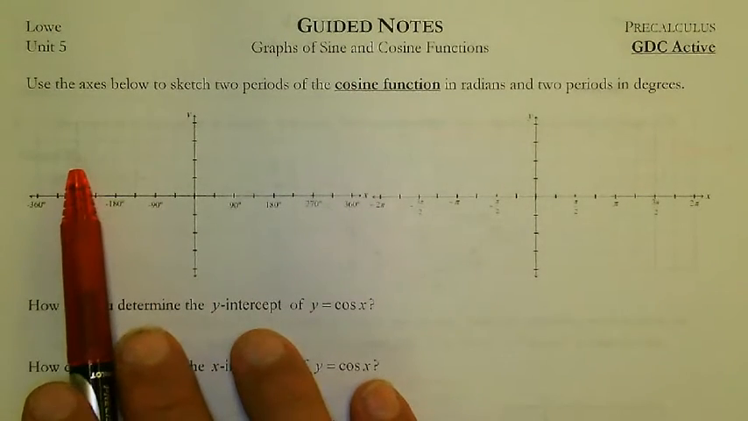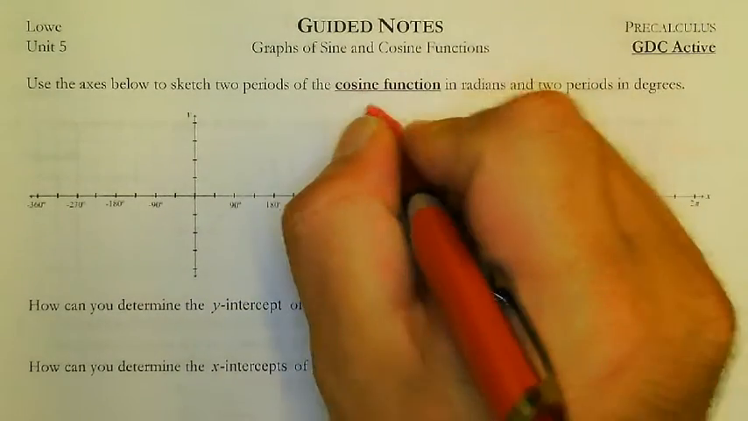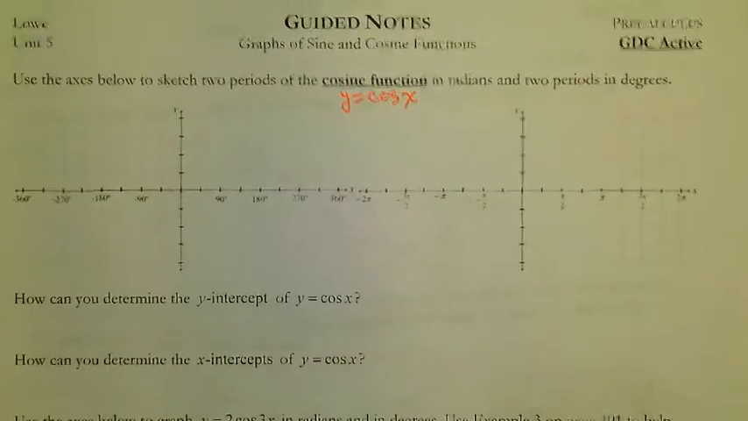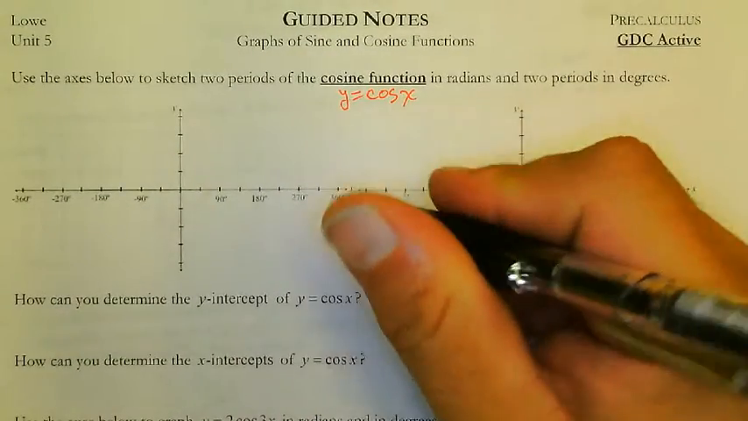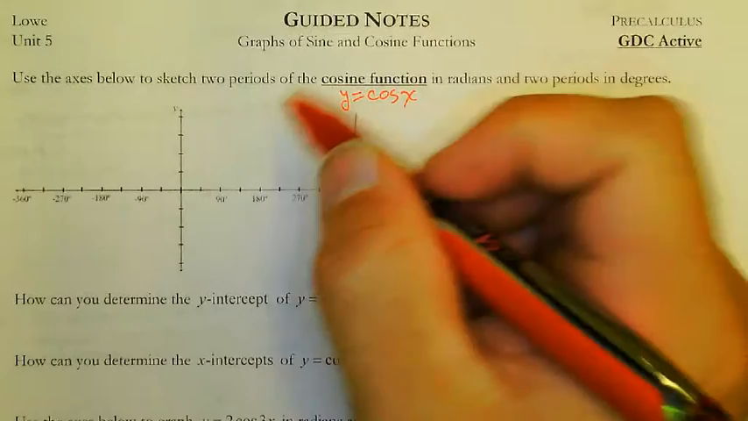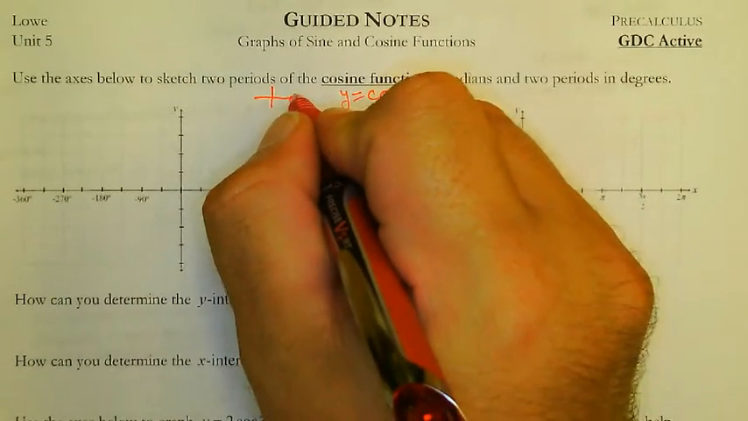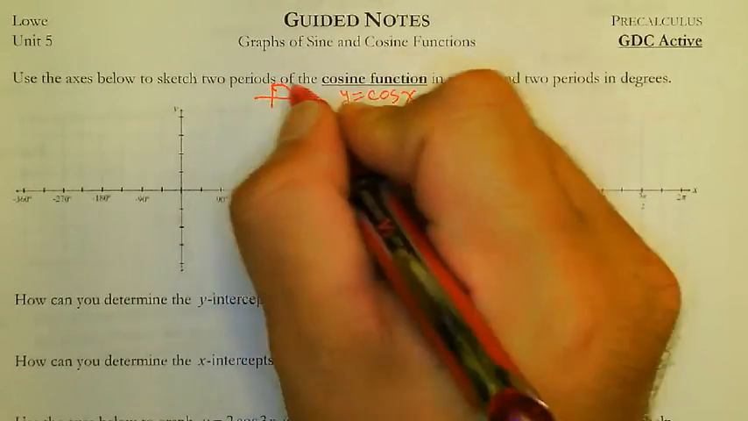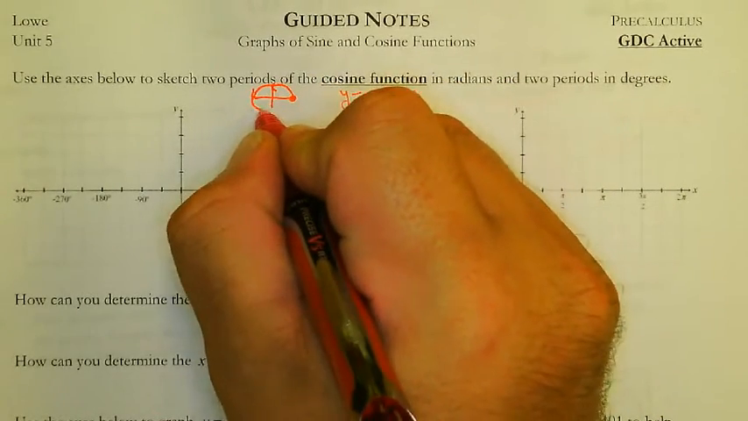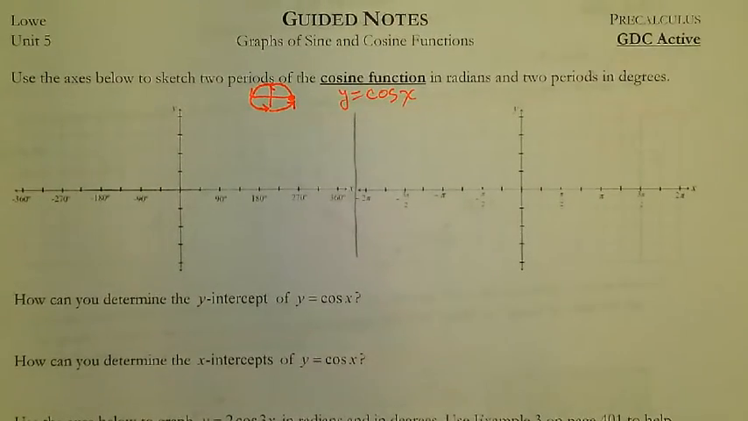Okay, so for the next problem, we have set up that we're going to sketch two periods of the cosine function, so two periods of y equals cosine of x. We're going to do that in degrees, and we're going to do that in radians. For the cosine function, if I start at 0 degrees, the cosine is 1. Then the cosine at 90 degrees is 0, then -1, back to 0, and finally, once I make a full revolution, it's back to 1.